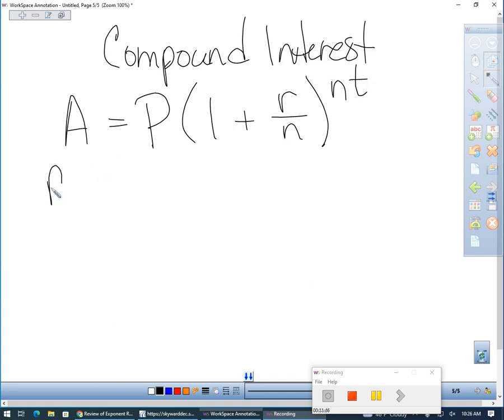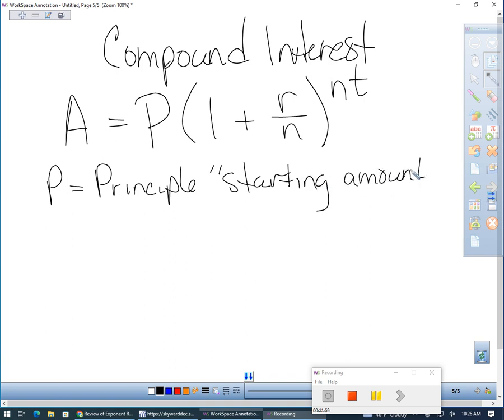P, we're going to start with that. P is your principal. It's your starting amount. How much did you deposit into the account to begin with? See, same as what our A was before, right? R is our rate as a decimal. Again, same thing we did before.